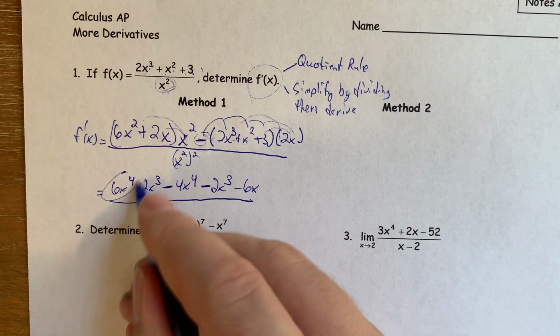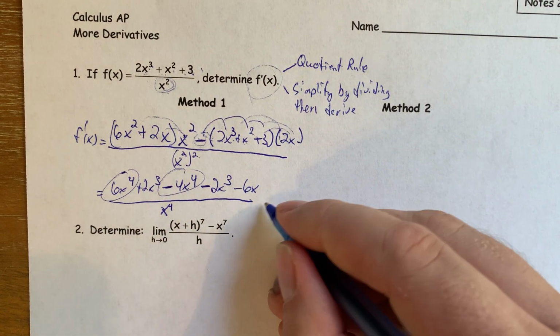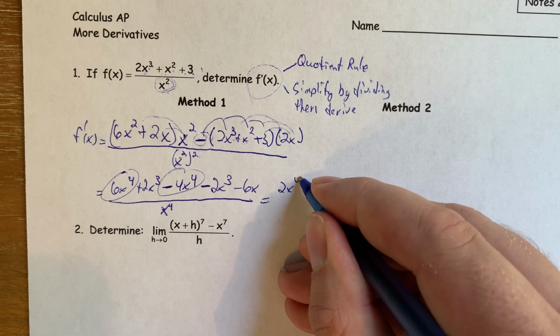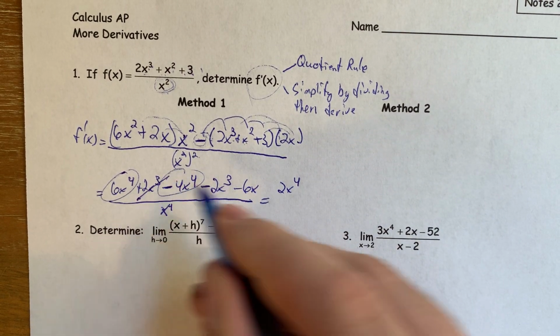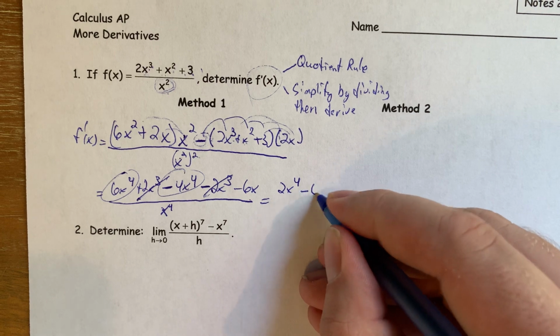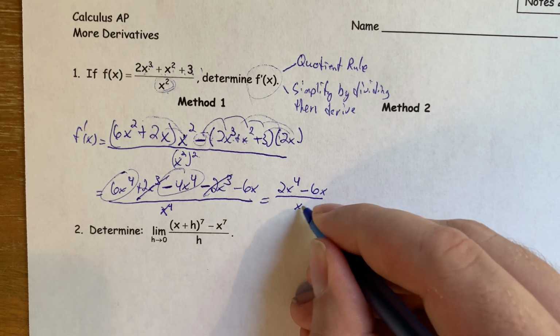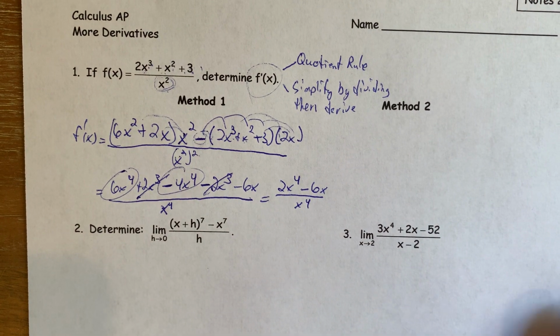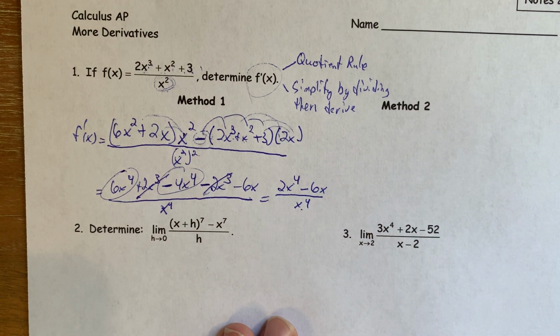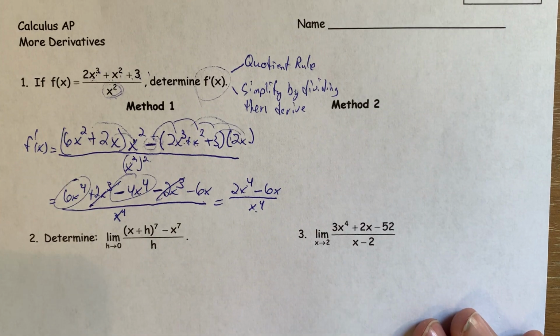And I want to combine any like terms. And so this is 2x to the 4th. 2x cubed minus 2x cubed is 0. So minus 6x over x to the 4th. And this is an okay way to leave it. I guess I could divide everything by x, or I could even separate it and go slightly differently.